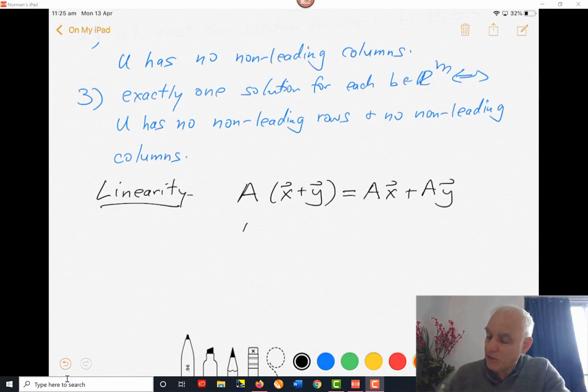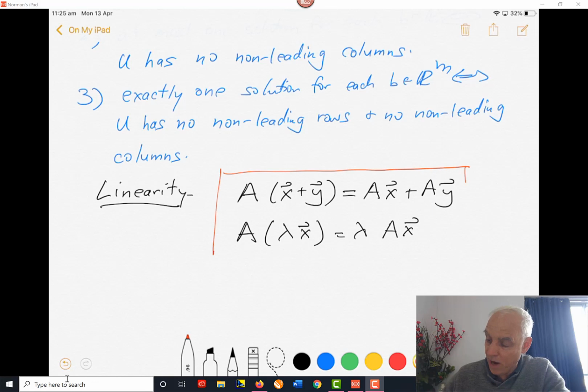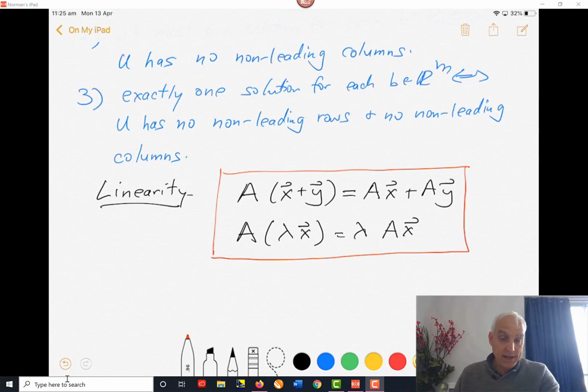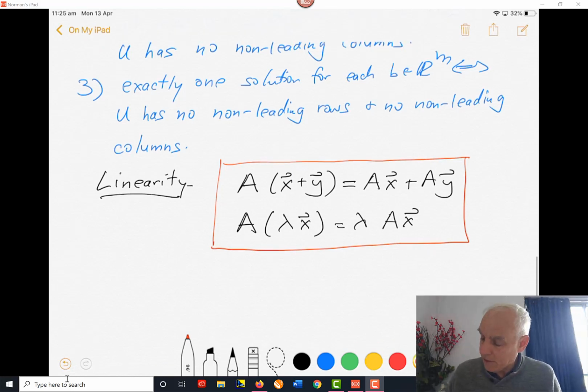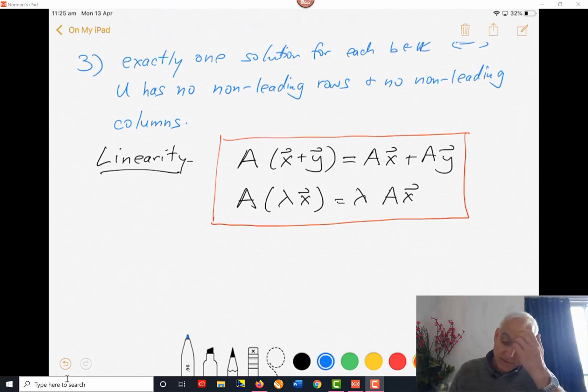And the other linear condition is that if we take the matrix A times, say, some multiple lambda of x, that we're getting lambda times Ax. So these are the crucial linear properties of multiplying a matrix with a vector. And I want to illustrate this just to give you an example.